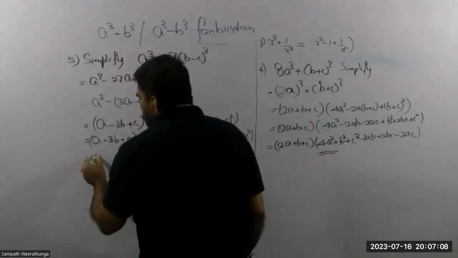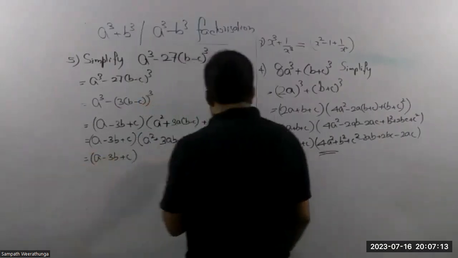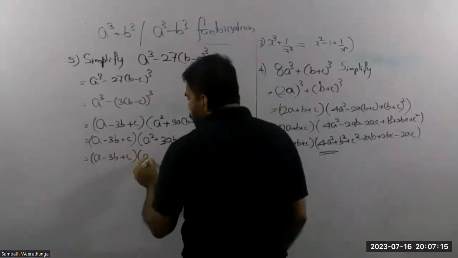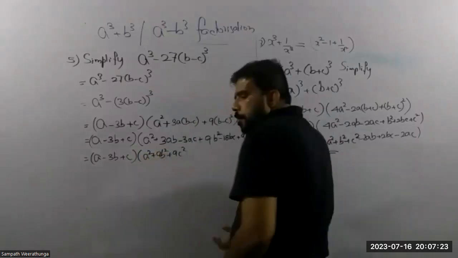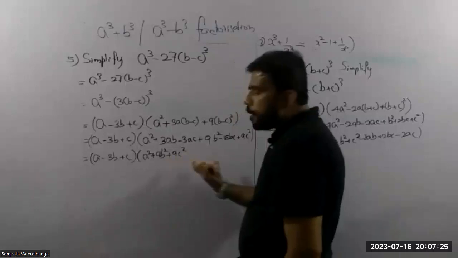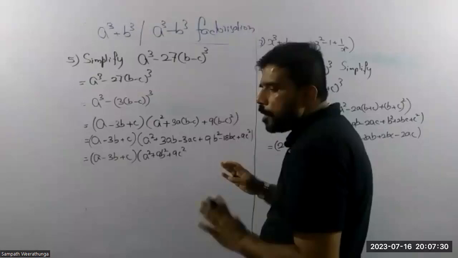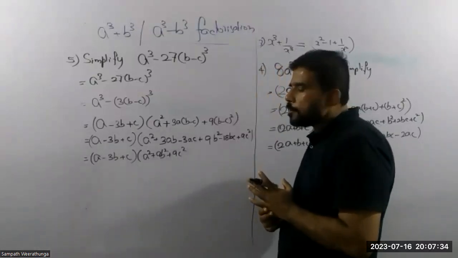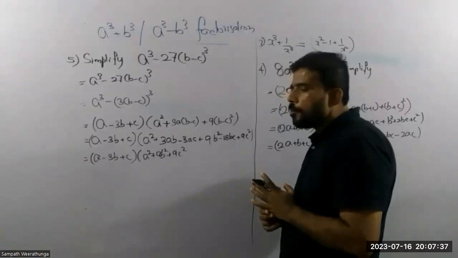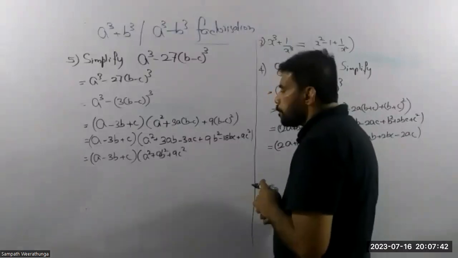Right. Then a minus 3b plus c. Then all square terms together: a square plus 9b square plus 9c square. So try to understand or grab the pattern I'm writing, so that is a good practice. I'm not saying it is a must, and the pattern does not carry any marks in your final answer, but it's a good practice.